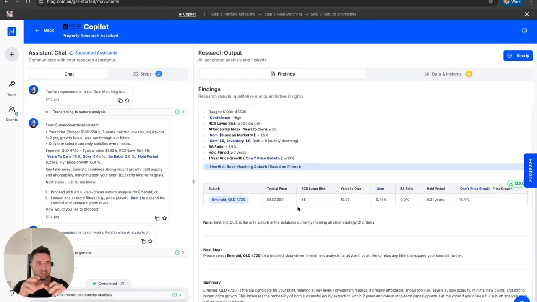But the important thing to note here is that this actually adds a layer of learning through explainability to the HTAG platform that we feel plays a great importance of ethical investing through education.